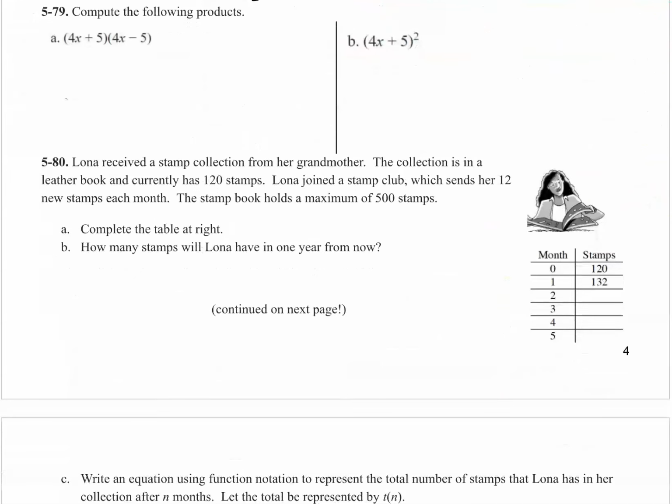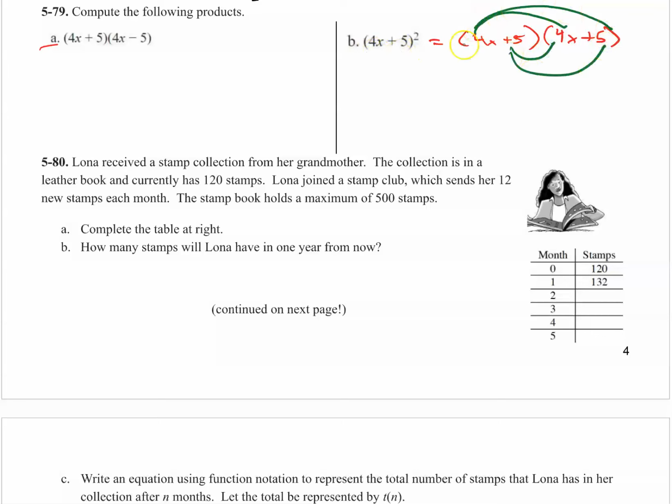79. Let's compute the following products. I'll do B, you can do A, but make sure, again, you do both on your homework. I'm just going to help you out with B. When you square, a really common mistake is to write 16x squared plus 25, but that's wrong. When you square a binomial, something with 2 terms, you have to write it twice. Once you write it twice, then you can see, oh yeah, you got to draw the box, or use FOIL. I kind of like FOIL, so that's the method I'm going to use, but drawing the box also works.